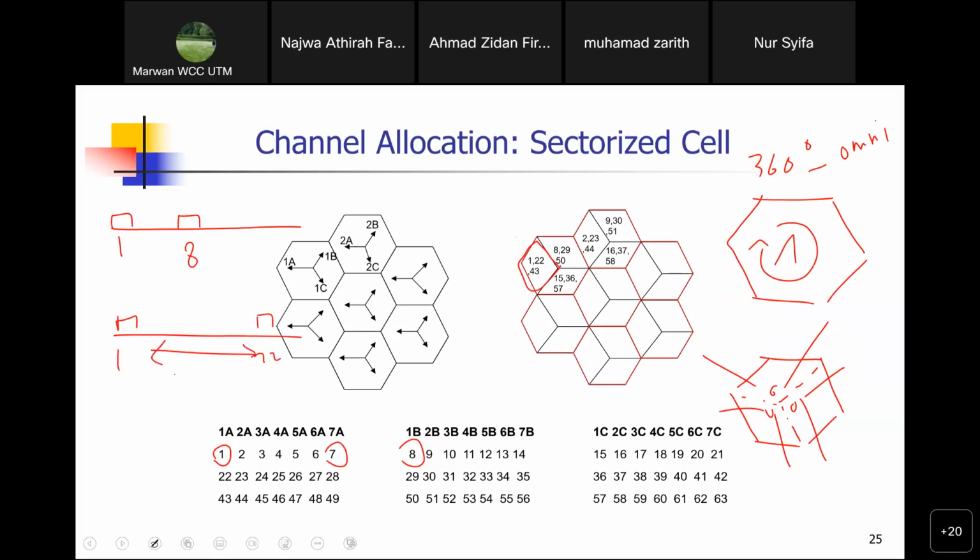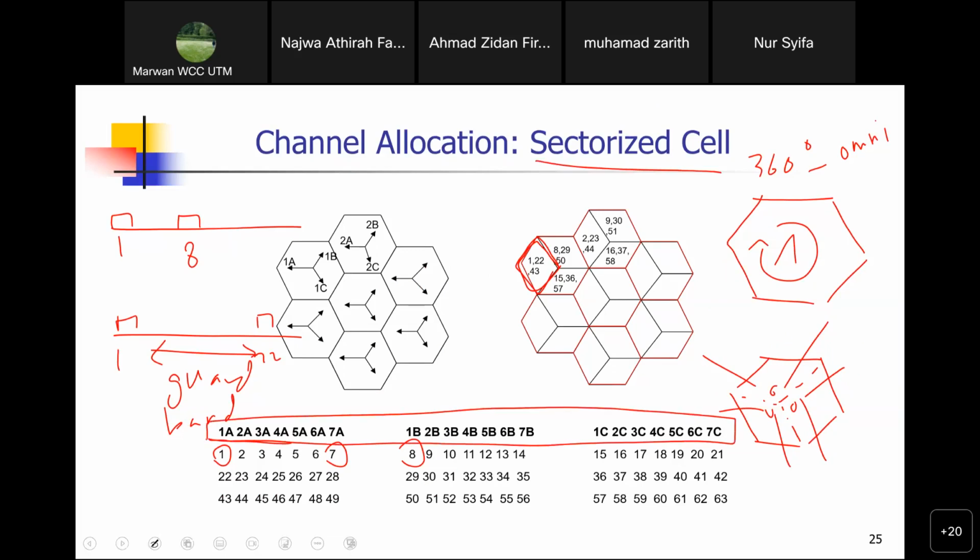You make your guard band even bigger. If you divide it into sectors, the adjacent channel spacing is actually bigger. The range, the guard band between the 2 adjacent channels, is going to be bigger. So a sectorized cell will have better performance against adjacent channel interference. The way they allocate is you have to rearrange based on the sector.